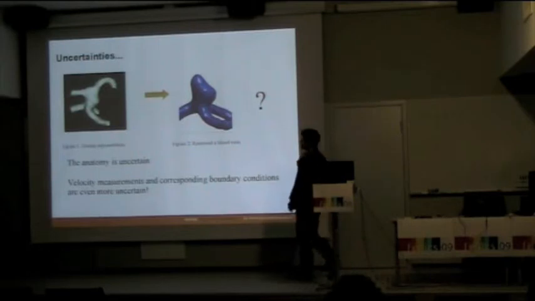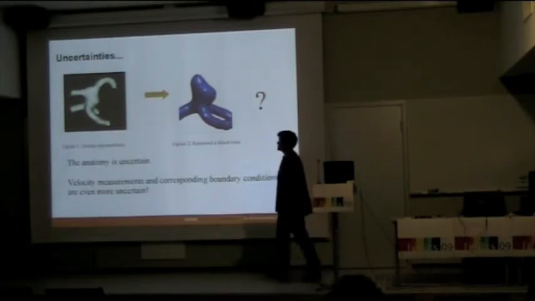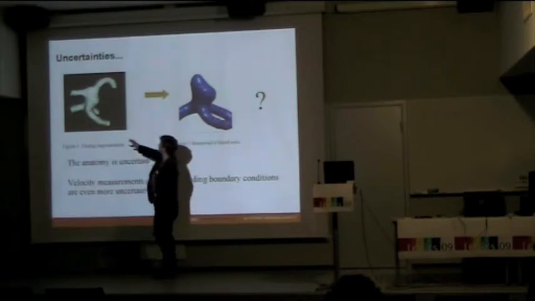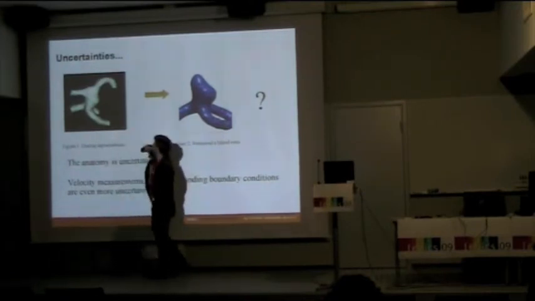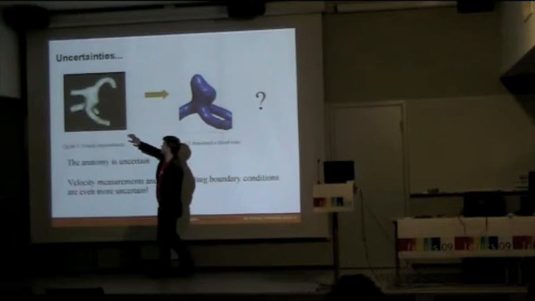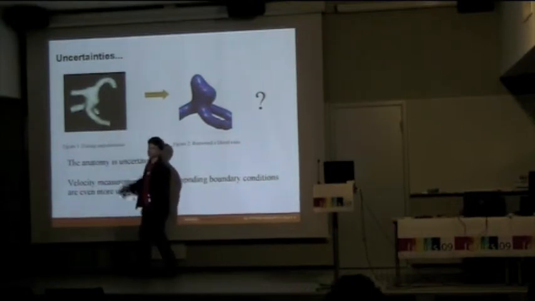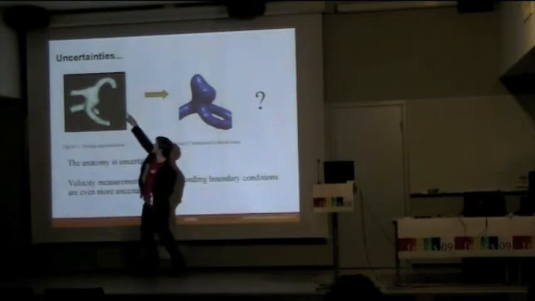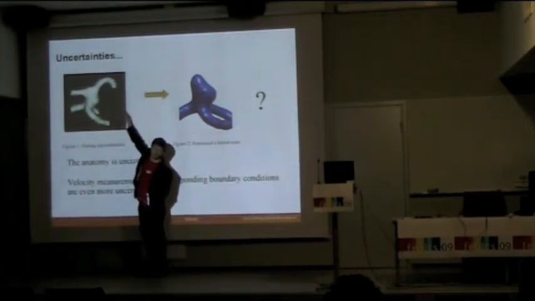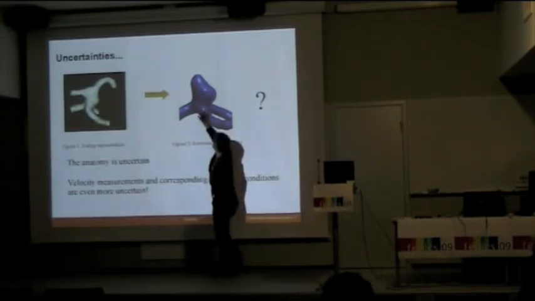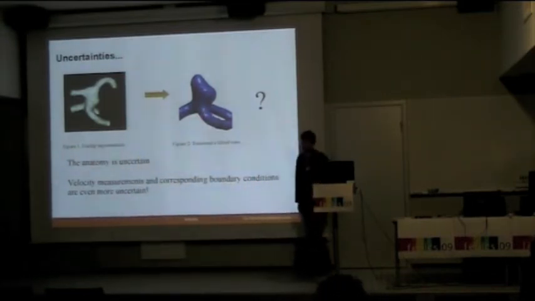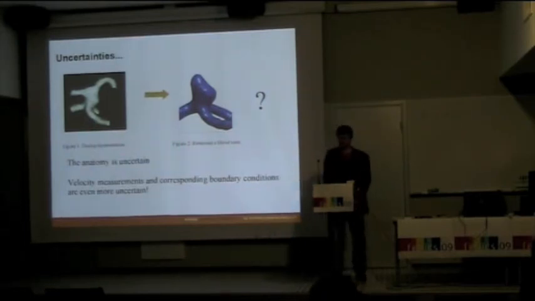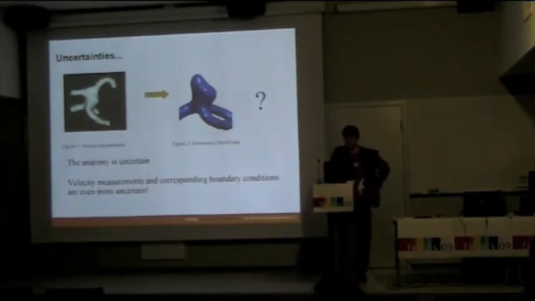And there are a lot of uncertainties. This is just an example. This is a mesh, or a surface, we created earlier. And this is actually what it looks like if you look at the data. And then the surgeons come and say that, well, this guy up there, that's a vein, so we have to cut it out. So the eventual geometry is something like that. So I'd say that the anatomy is highly uncertain, and also the velocity measurements.